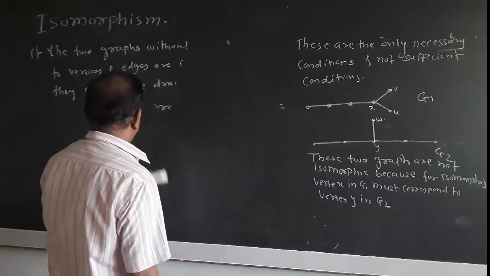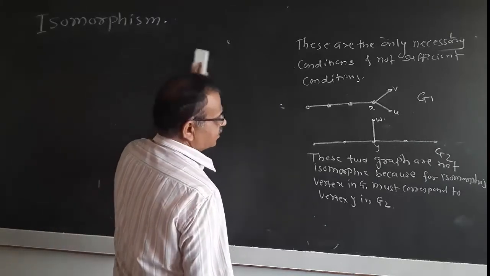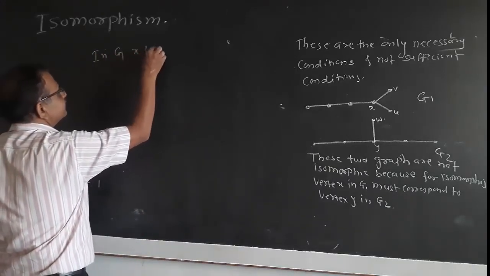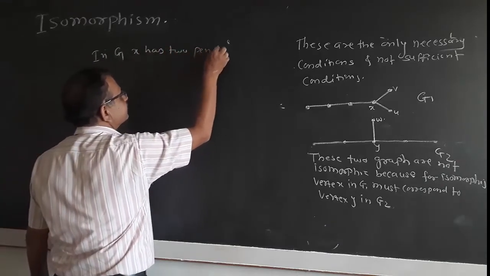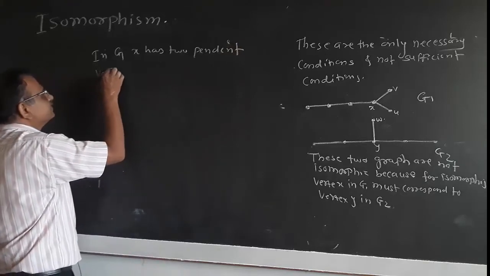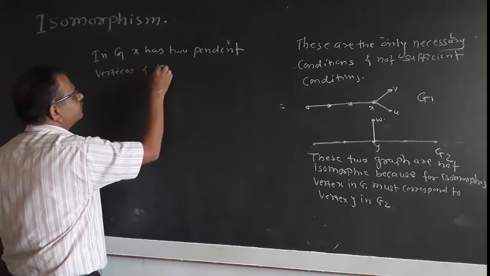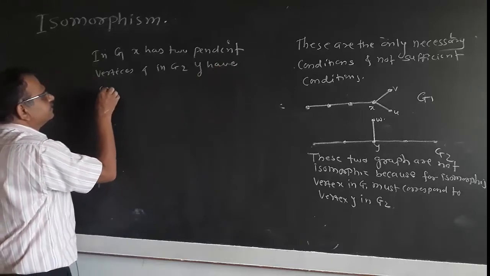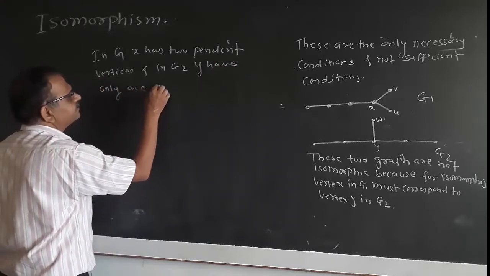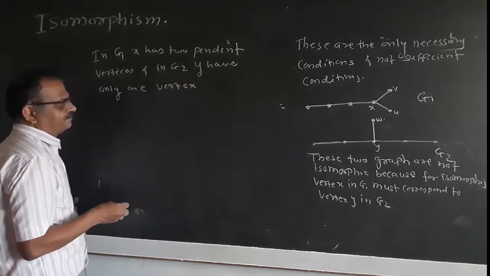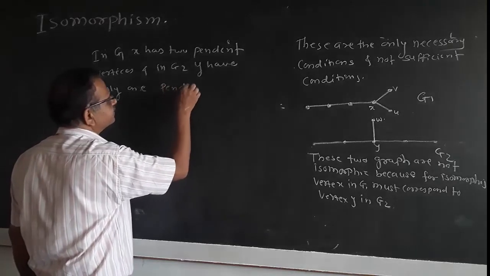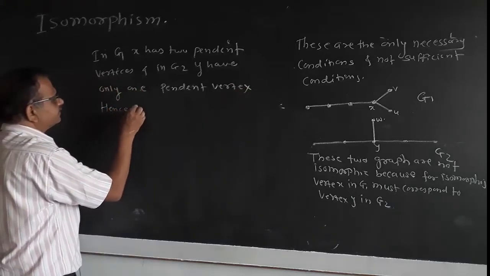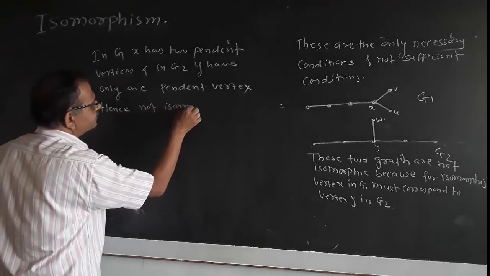And in G1, X has 2 pendant vertices. And in G2, Y has only 1 pendant vertex. Hence, not isomorphic.